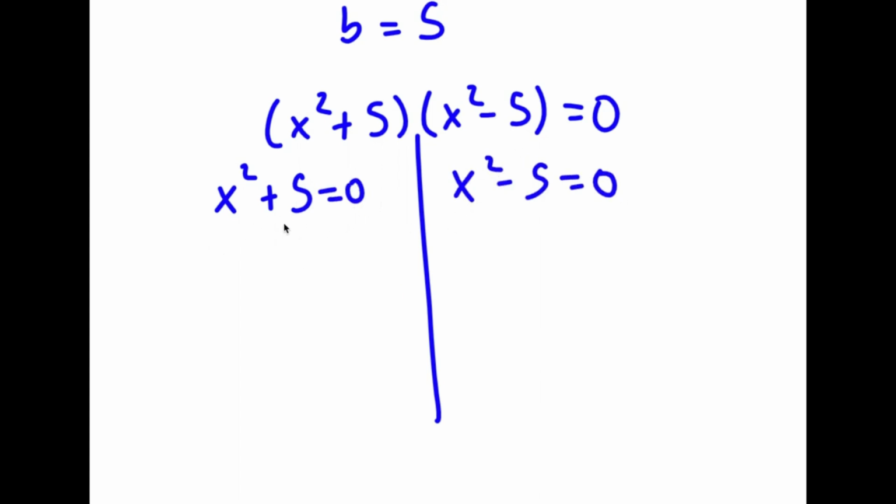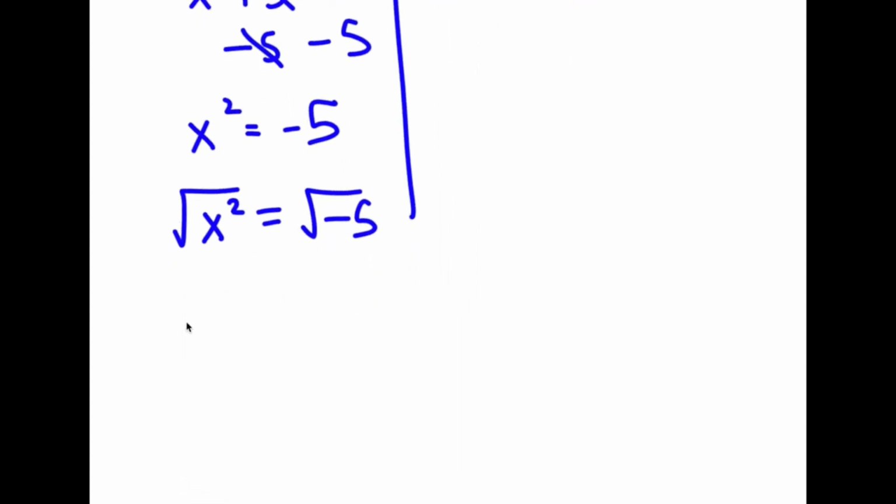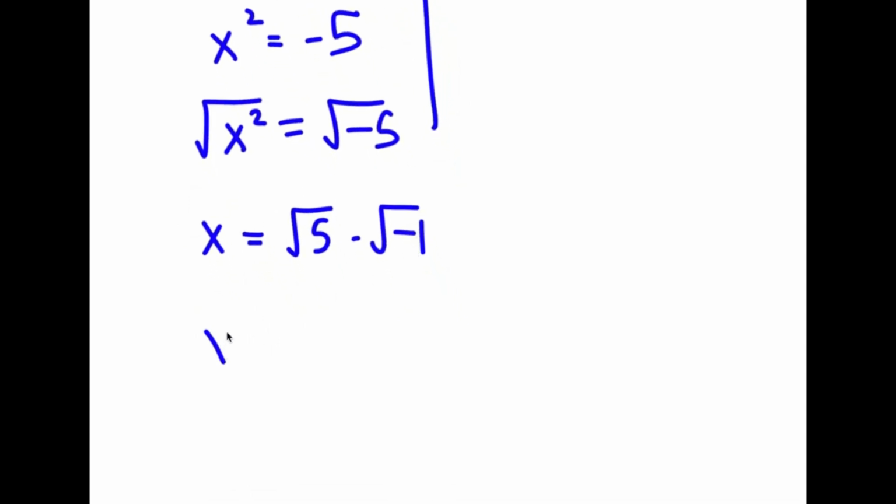So for x squared plus 5 equals 0, I'm going to subtract 5 on both sides. So then these two cancel out, and I have x squared is equal to negative 5. Now, if I take the square root on both sides, I get the square root of x squared is equal to the square root of negative 5. Now the square root of x squared is simply x, so I have x is equal to the square root of 5 times the square root of negative 1. And if you guys already know, the square root of negative 1 is simply equal to i. So I have x is equal to the square root of 5i.